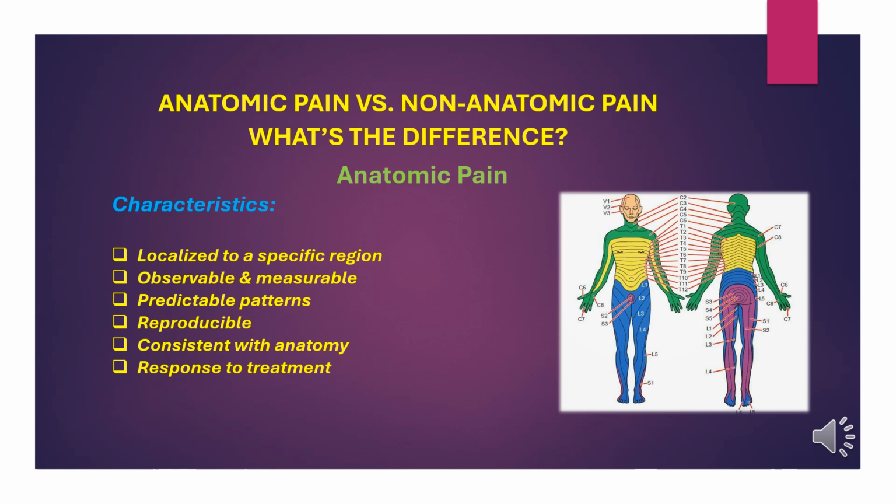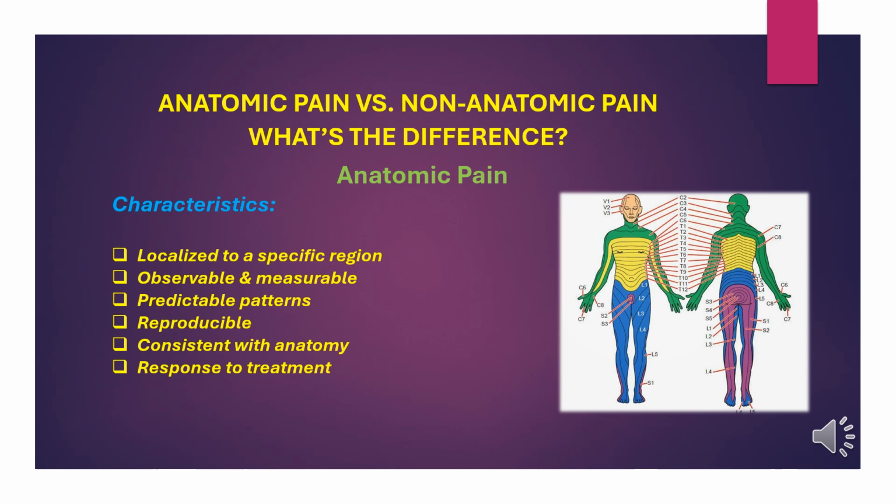Predictable patterns. Anatomic pain often follows a predictable pattern related to the specific structure that's involved. For example, nerve pain might follow the distribution of the nerve, like the example of a dermatome, and you see the dermatome chart on the right. Producible physical examination findings. This anatomic pain can usually be produced or exacerbated by specific physical movements or tests during a clinical examination. And also, it's consistent with an anatomical injury.